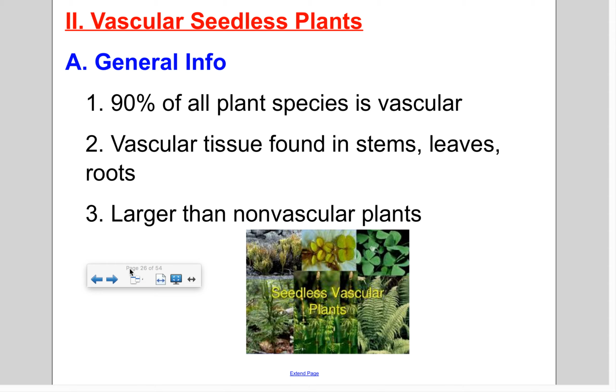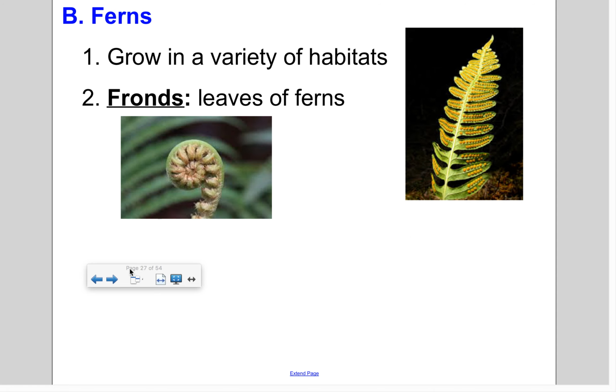We're going to talk about some examples of seedless vascular plants, and the big one is ferns. Ferns tend to grow in a variety of habitats. We don't really call them true leaves, we call them fronds, and they can curl up and form these fiddlehead-like structures. So fronds are leaves of ferns.